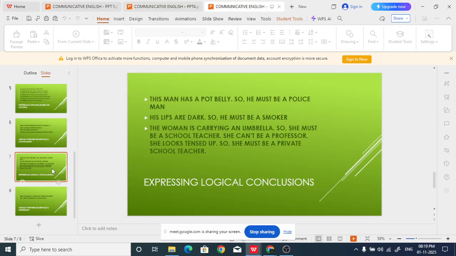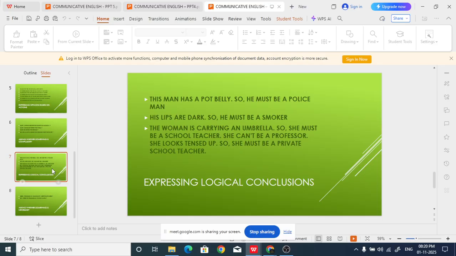This man has a pot belly. He has got a big belly, like a pot. So you are coming to a conclusion, so he must be a policeman. You are coming to a conclusion because he has a pot belly. You are assuming that he is a policeman. So he must be a policeman. His lips are dark. So he must be a smoker. This is a conclusion. It may be wrong, it may be right. But this is the way you can express. This is the way you can write or speak.